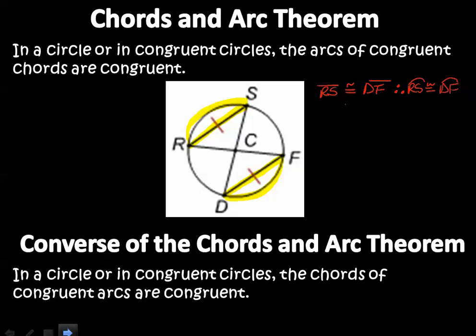Now the converse of the chords and arcs theorem says exactly the same thing but backwards. What it says is in a circle or in congruent circles, the chords of congruent arcs are congruent.